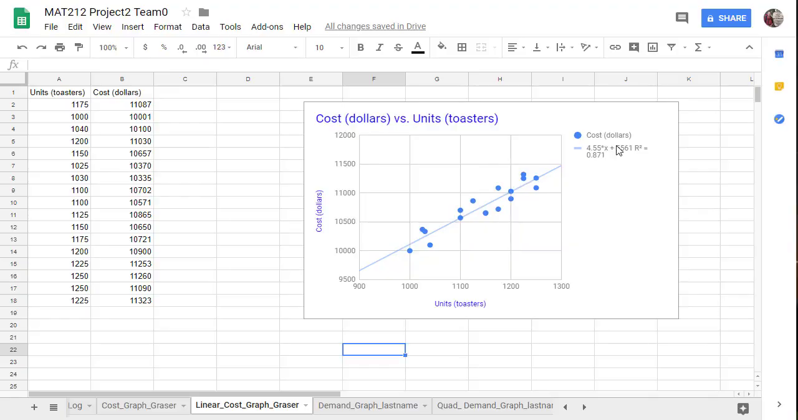Hi, this is Dr. Dave again, and now we're going to do the last technology assignment for the project, which is where we're going to figure out which one of the cost functions you have is the best one and which one of the demand functions you have is the best one.